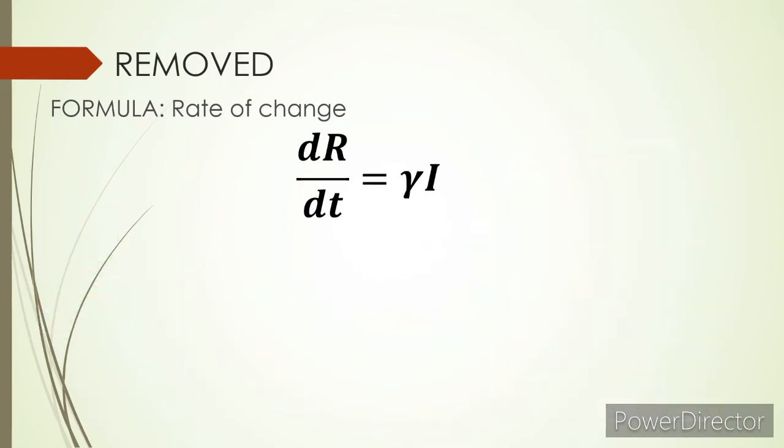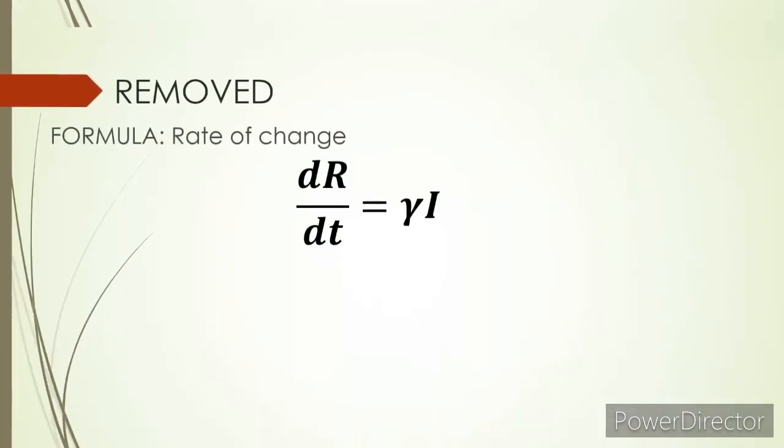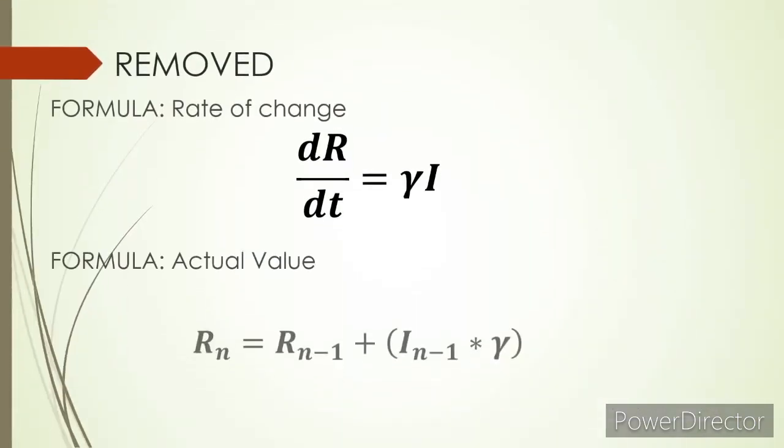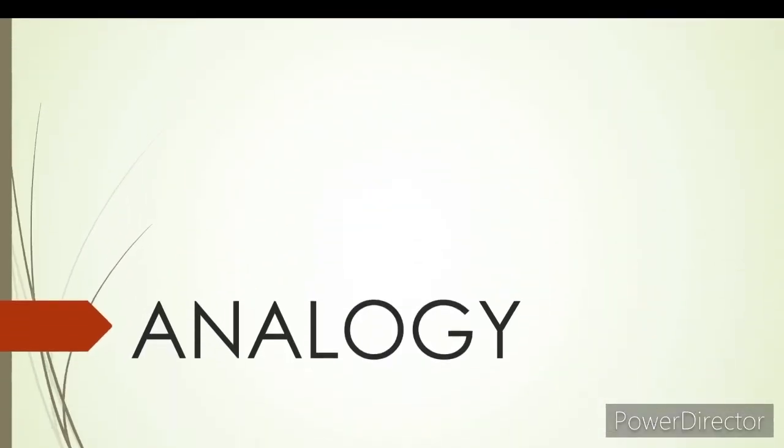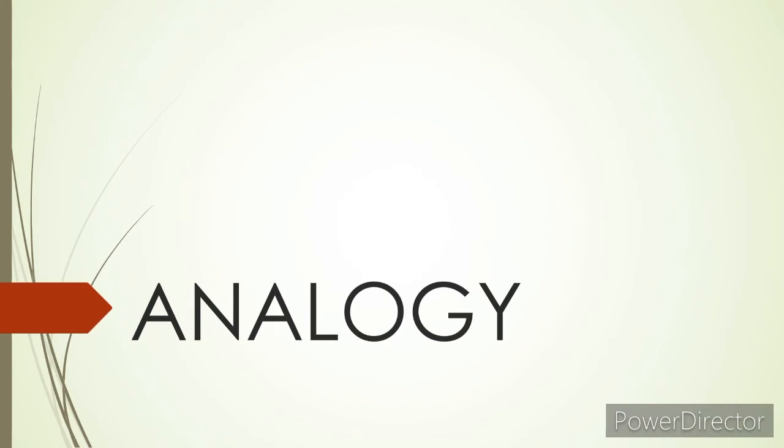Next is the formula for the actual value. As you can observe, the second term of the formula is just the rate of change. So to get the removed today, you just have to get the sum of the removed yesterday and the rate of change. To understand it better, let's put it into an analogy.